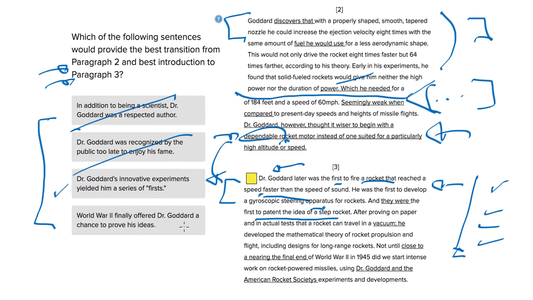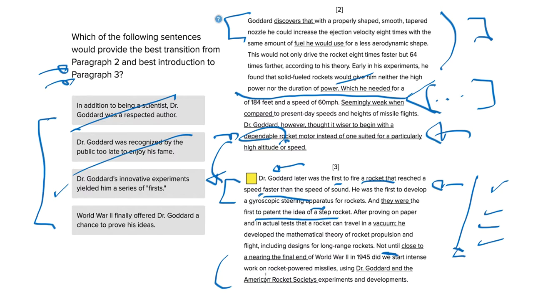World War II finally offered Dr. Goddard a chance to prove his ideas. Well, we don't mention World War II in any of these pieces of evidence here until this sentence here. Not until close to nearing the final end of World War II in 1945 do we start intense work on rocket-powered missiles using Dr. Goddard and the American Rocket Society's experiments and developments. So it looks like World War II was a later development that made use of Goddard's ideas before World War II actually happened, because we have this not until here.